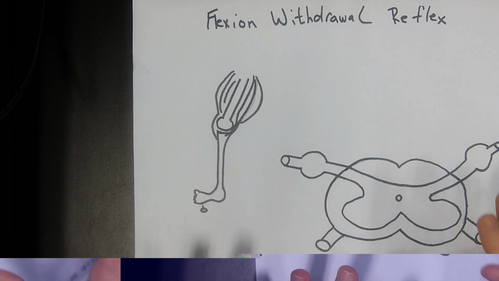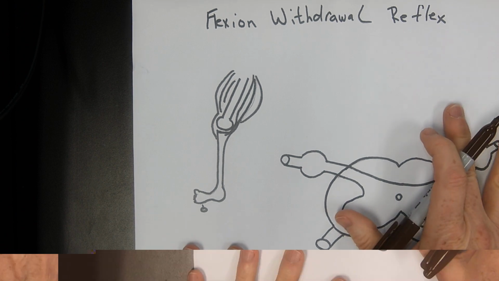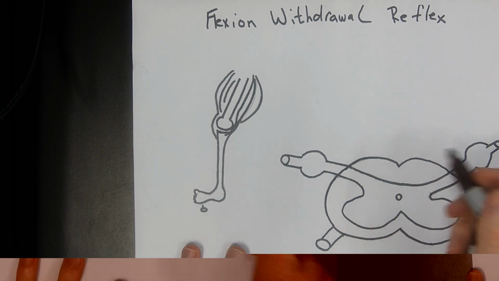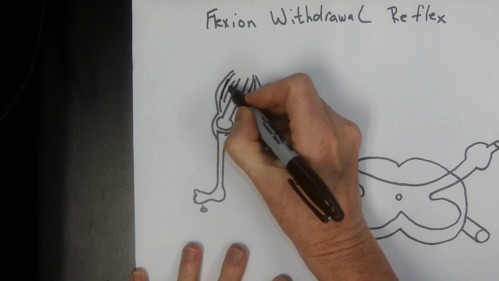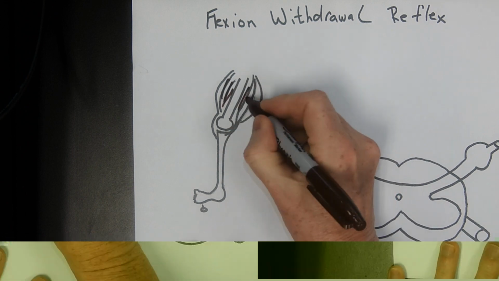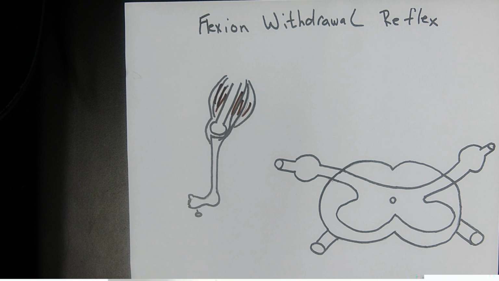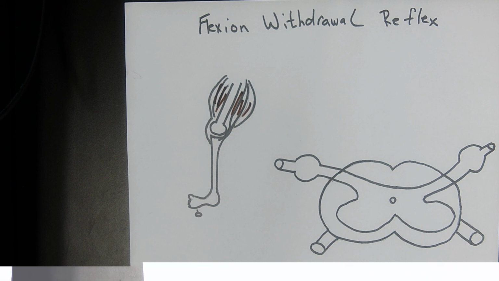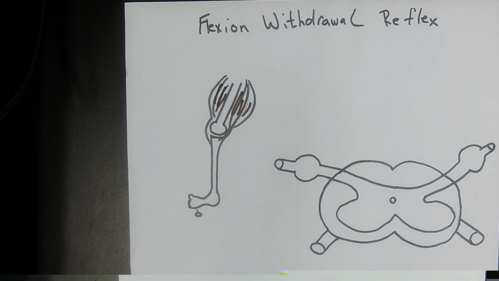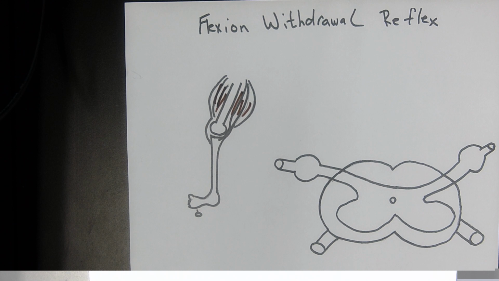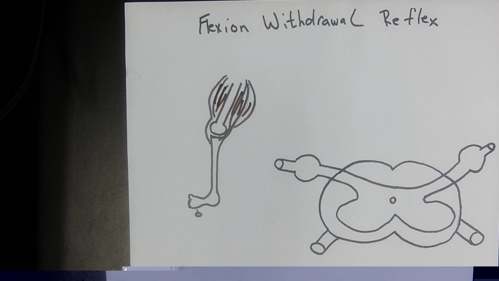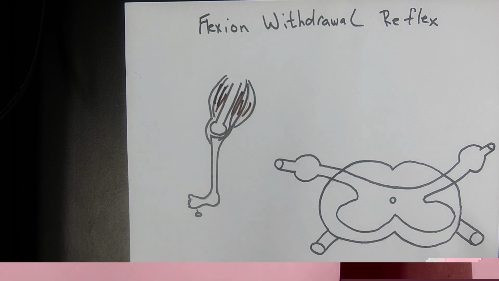Okay, moving back. This is the flexion withdrawal. This is part of last Monday's. And again, this is my rendition of a quad, and here's a hamstring. What's happening here is this person is stepping on a tack, or a pin, or something sharp.